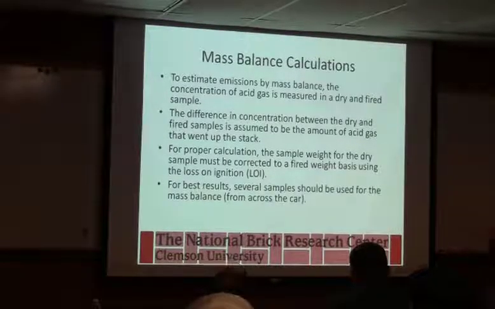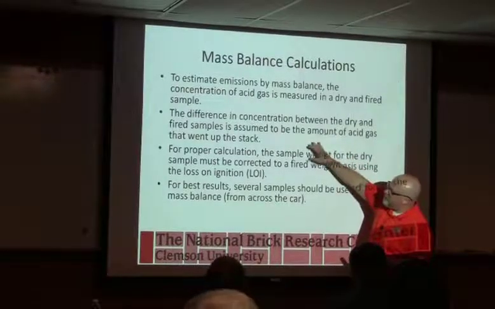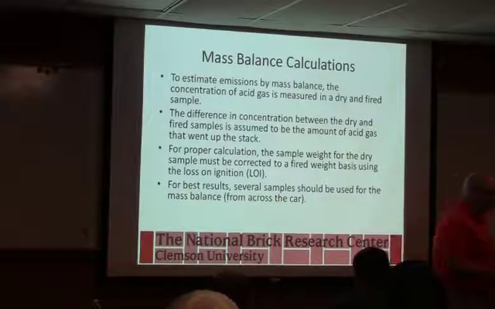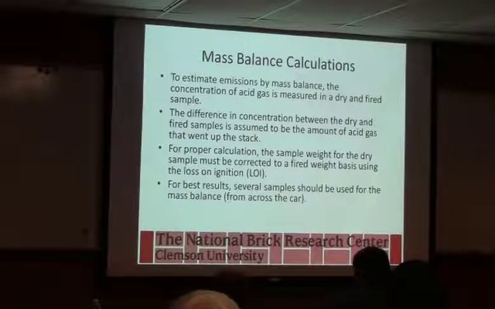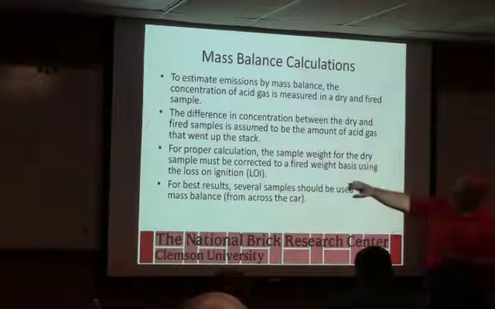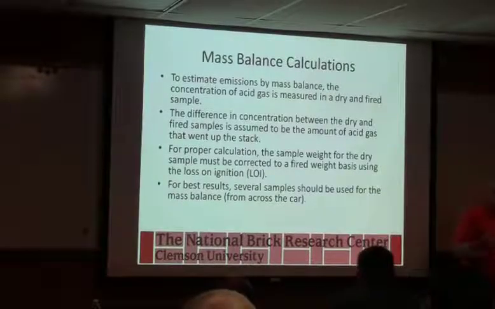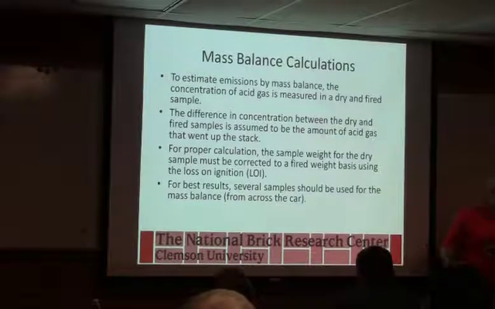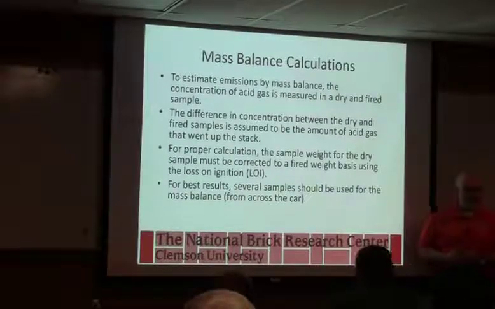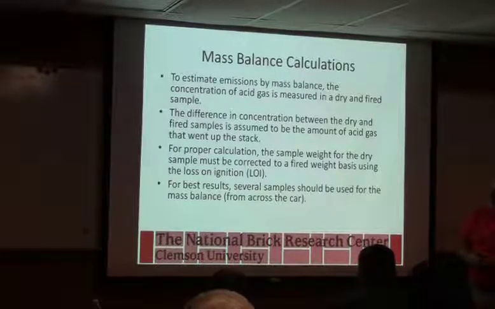So one thing we do with those mass balance calculations, we have to correct everything to a fired weight basis. Okay, so we know our material loses weight going through the kiln, like that LOI tells us. So we have to account for that LOI. So the results we give are usually pounds of HF per fired ton. Okay, that's called an emission factor, and that's what's used to report to the state EPA or whoever's doing your permit.